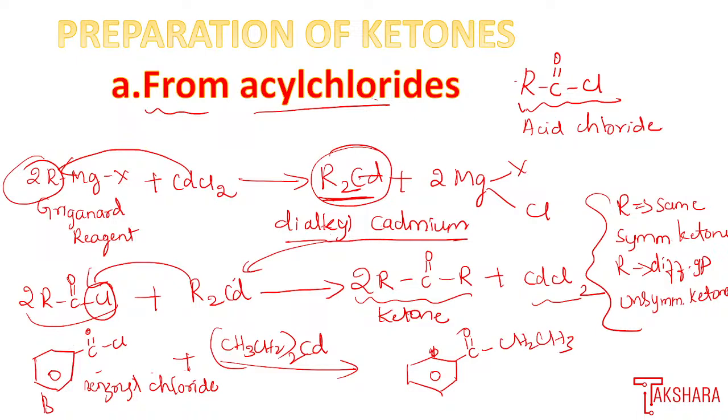CH2CH3 gets replaced, which is called ethyl. So this group is ethyl and this is phenyl. We call the product ethyl phenyl ketone. This reaction is also very, very important: the preparation of ketones by using acyl chloride is very important for the exam.